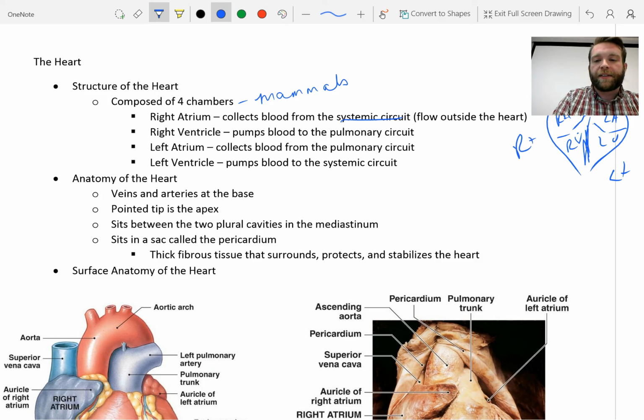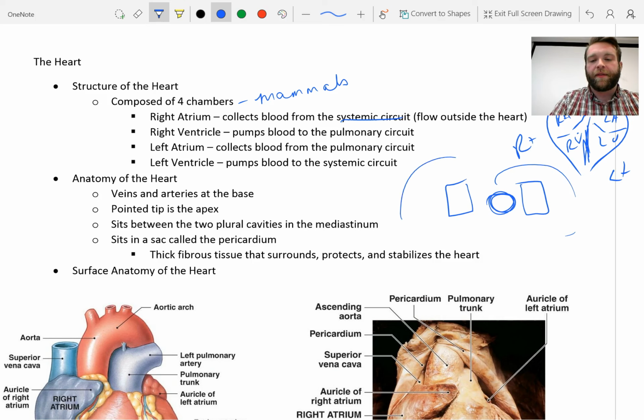Essentially, if we think about our heart as this blob right here, and then we've got our lungs on each side, the systemic circuit is everything going from the heart around and back to the heart, and the pulmonary circuit goes from the heart to the lungs and back to the heart. So the right atrium's job is to collect all the blood coming to the heart from outside. It gets pumped from the right atrium to the right ventricle, which starts the pulmonary circuit.